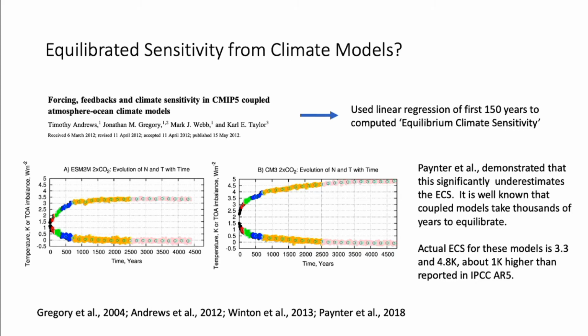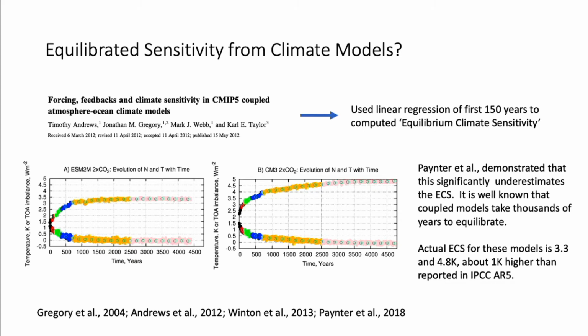Then there are two more methods of calculating the sensitivity. One was highlighted by this paper by Timothy Andrews in 2012, and this is what ended up being used for the IPCC AR5 report. So this had a really large influence. What they did is they looked at the first 150 years of the abrupt 4xCO2 experiment, did a regression analysis, and estimated the climate sensitivity from that.